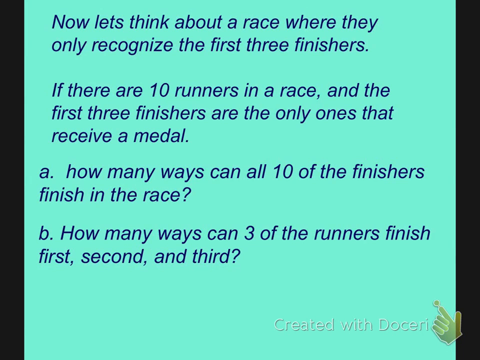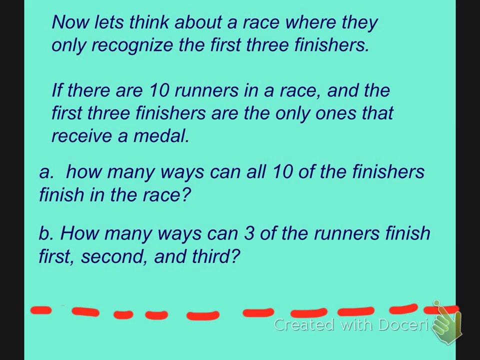So what we have here is we're going to be dealing with a race, and 10 people are going to run. A says, how many ways can all 10 of the finishers finish in the race? So you have to think through all 10 finishers. We talked about this yesterday a little bit with the factorial, but you're going to have 10 blanks.